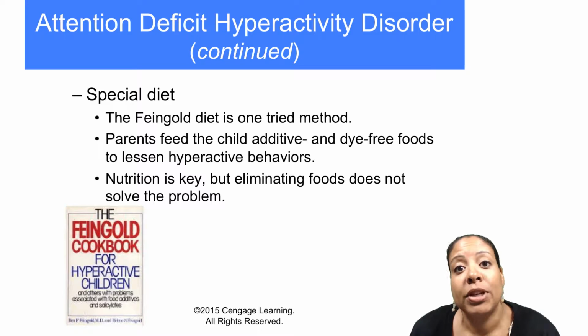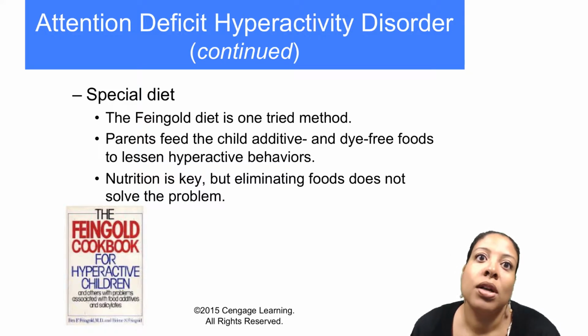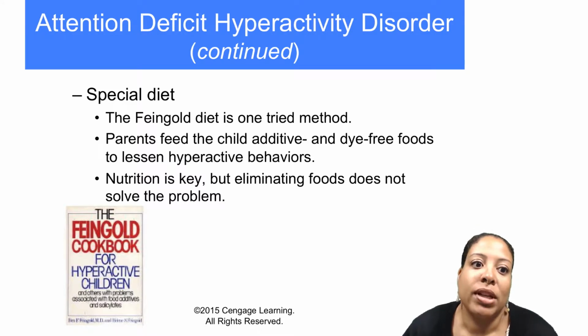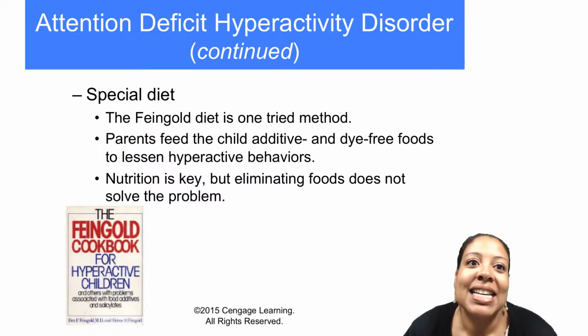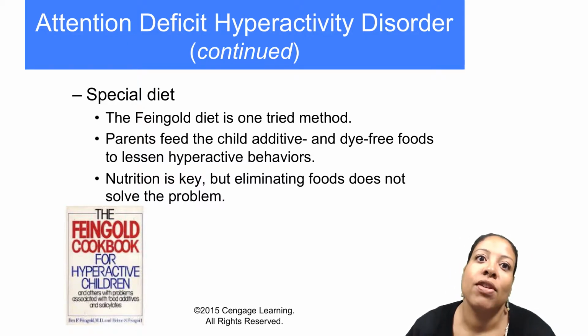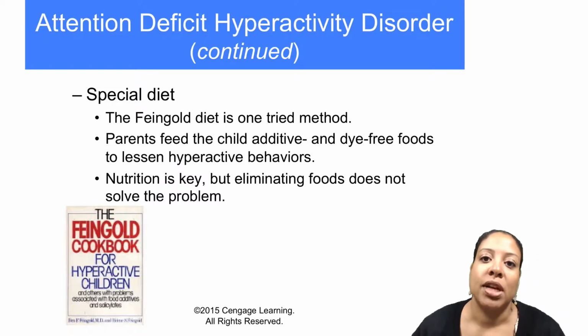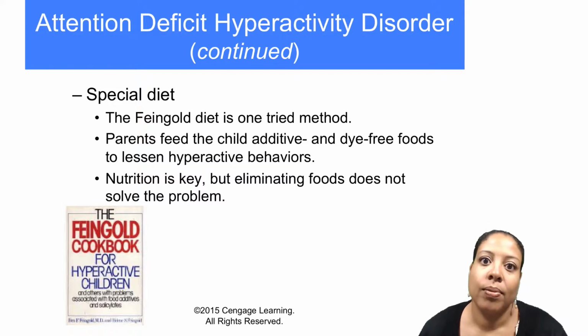There are also special diets that can be used to help mitigate some of the characteristics of ADHD. The Feingold diet is one tried method where you eliminate food additives and salicylates. I don't know if I'm saying that right. Salicylates. Parents feed the child additive and dye-free foods to lessen hyperactive behaviors. Nutrition is key, but eliminating foods does not 100% solve the problem. So it might help, but it won't necessarily cure the condition.